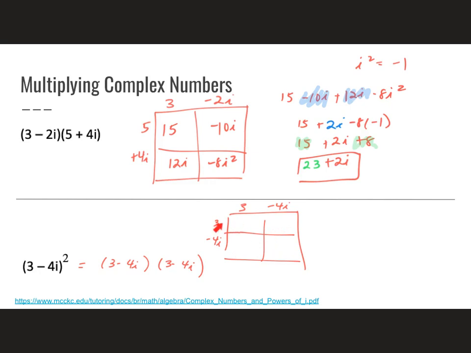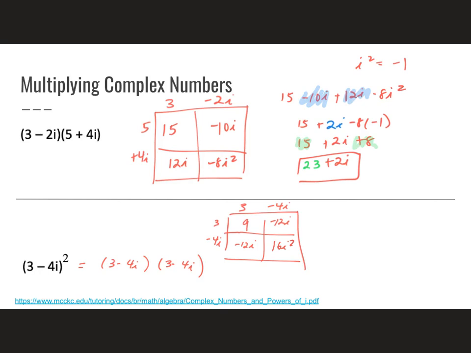So I'm first multiplying 3 and 3 together to get 9. And then I want to multiply 3 and negative 4i to get the product in this box. So that's going to give me negative 12i. I want to multiply negative 4i times 3 to get the product in this box, which is also negative 12i. And then finally, for this box, I'm multiplying negative 4i times negative 4i to get 16i squared. Remember, two negatives multiplied together gives you a positive.